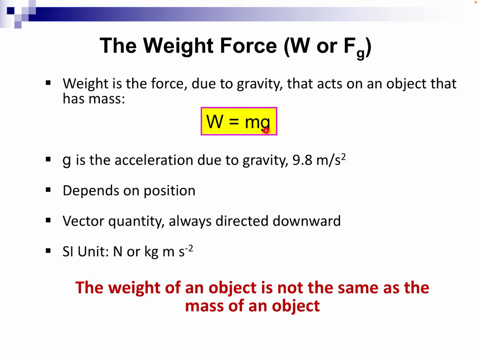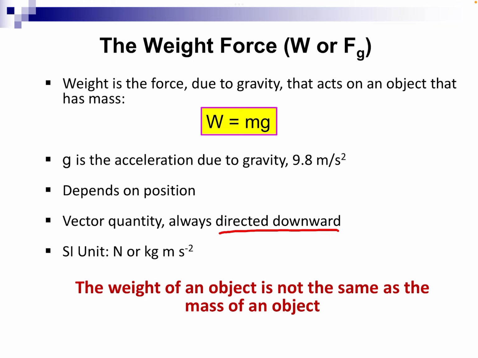G, of course, here is what we have encountered before as the gravitational acceleration, 9.8 meters per second squared. So because gravitational acceleration or gravity always pulls on the object downwards, the direction of the weight force is also always directed downwards.